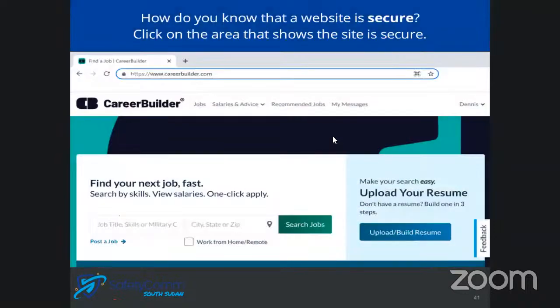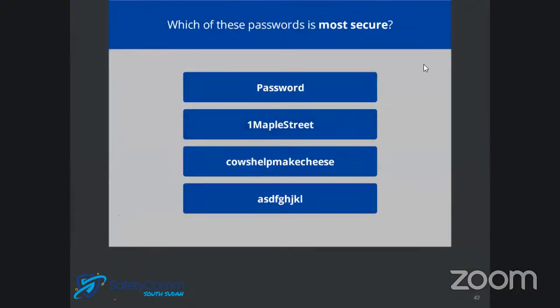Then how do you know the website is secure? Click on the area that shows the site is secure. So you click on the URL up there, and it will bring up the details. If the padlock is there, if the HTTPS is there, then you can proceed from there. So which of these passwords is more secure? Now let's be interactive.